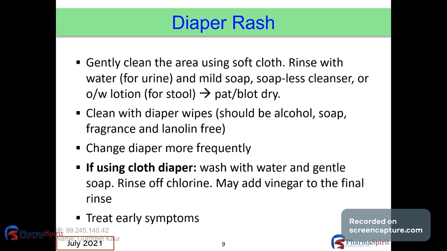So we also may consider gently cleaning the area using soft cloth. Now, how we're going to clean the area depends on what we clean. So if we are cleaning just urine, we don't need to really wash. We can just rinse with water. That's enough. We don't need to use soap or anything like that.